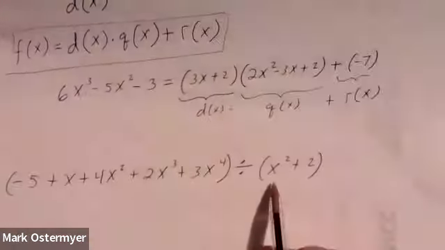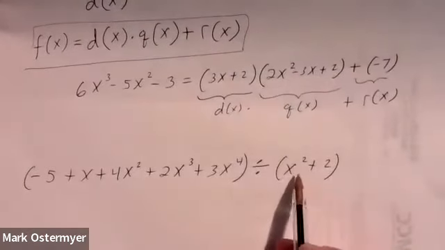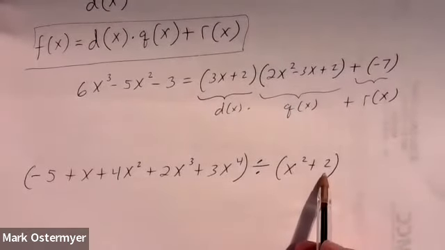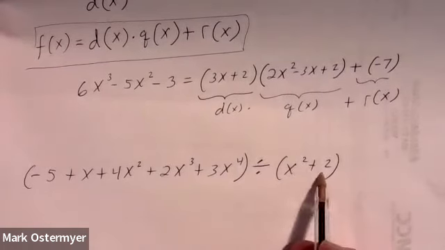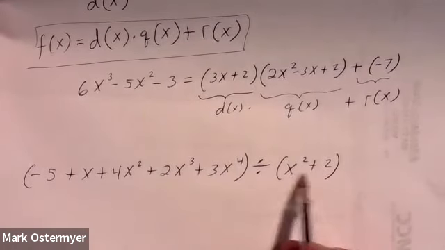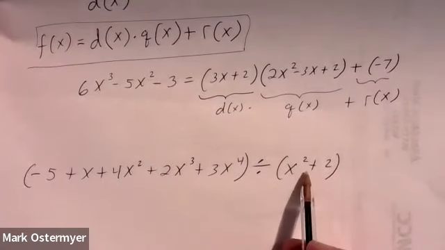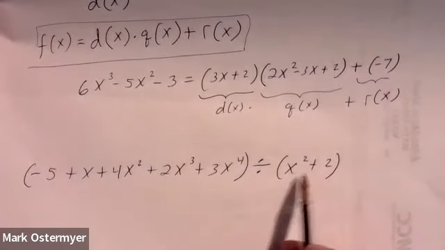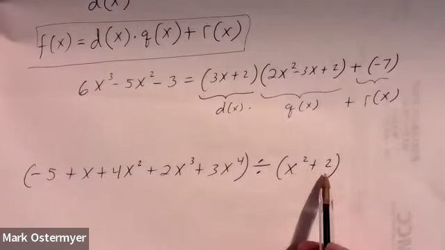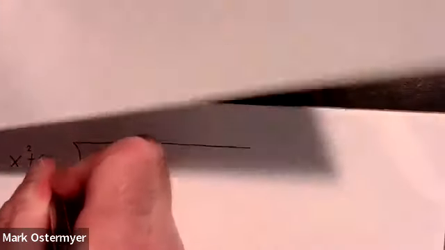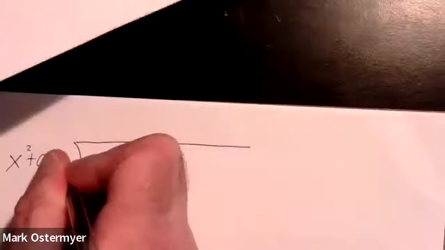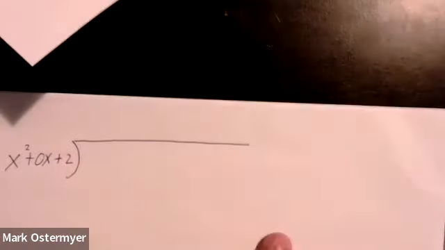Now, notice my divisor is missing a power of x. I've got an x squared term, and I go down to a 0th degree term. I'm missing an x to the first power term in between here. Because of that, we need to insert what's called a placeholder in the form of 0x. It's not going to change my divisor. It's just going to hold a very important place. So you must have a placeholder put in here. So x squared plus 0x plus 2. There's my divisor with the placeholder.